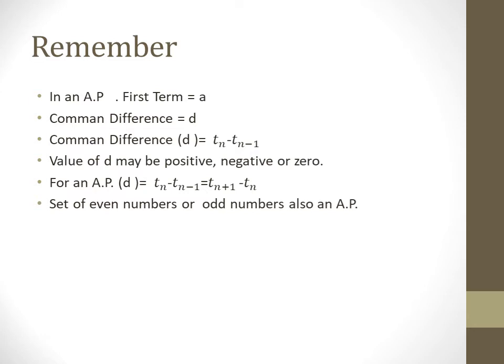Now the set of even numbers or odd numbers is also an AP. Even numbers means 2, 4, 6, 8, and odd numbers means 1, 3, 5, 7. Every time to get the next number, we are adding 2 to the previous term. Therefore, even numbers and odd numbers are also APs.